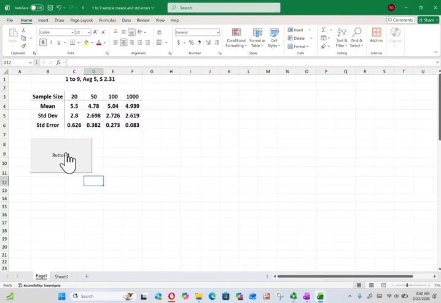So for samples of size 20, I have a bet of about 0.6 up and down, one standard error up and down for 68%, two standard errors up and down for 95%. If I have samples of size 50, my bet improves. Samples of size 100, the bet improves. If I go to 1,000, I have an average of 5 plus and minus 0.08 for 68%, and plus and minus 0.16 with the samples of size 1,000.